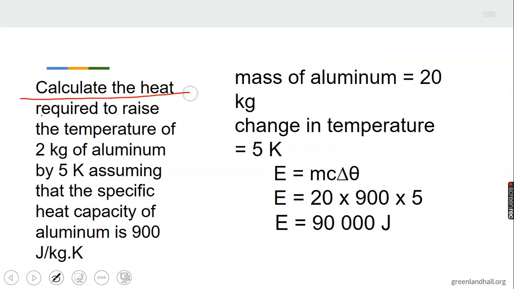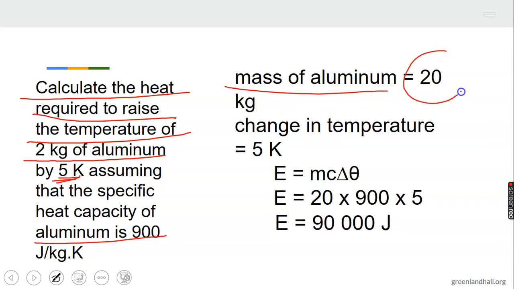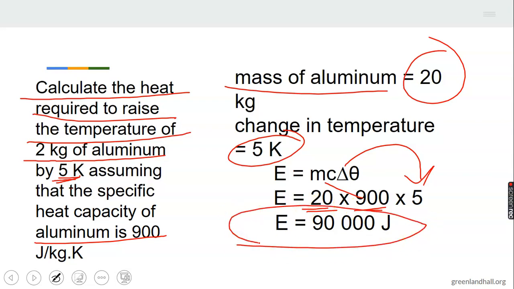Now, calculate the heat required to raise the temperature of 2 kg of aluminium by 5 Kelvin, assuming that the specific heat capacity of aluminium is 900. Now, list out your parameters first. Mass of aluminium equals 2 kilogram. The change in temperature is 5 Kelvin. Our specific heat capacity is equal to 900. Now, when you multiply, the heat required is obtained. It's as simple as that.